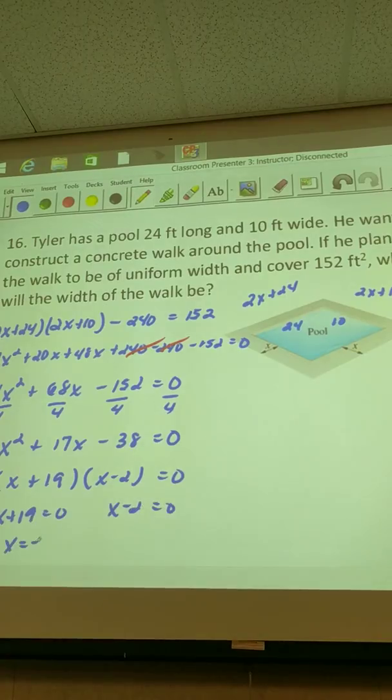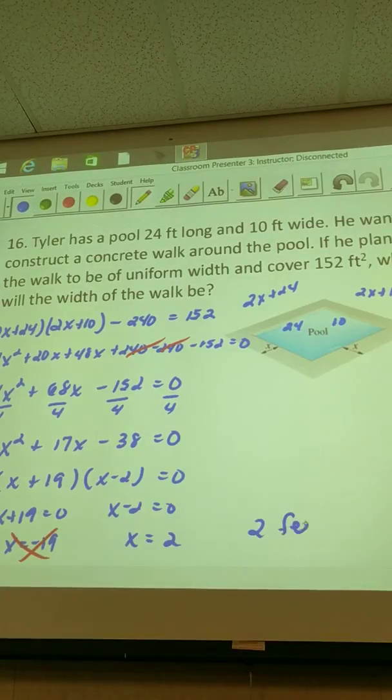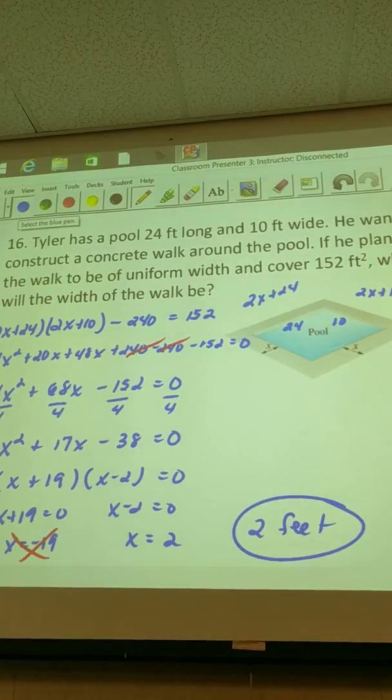So of course we ignore the negative because it's a length that does not make any sense. And we find out that our concrete walk is 2 feet all the way around.